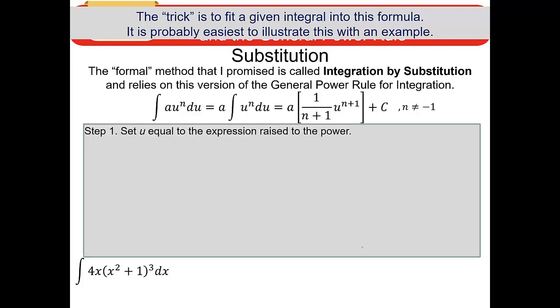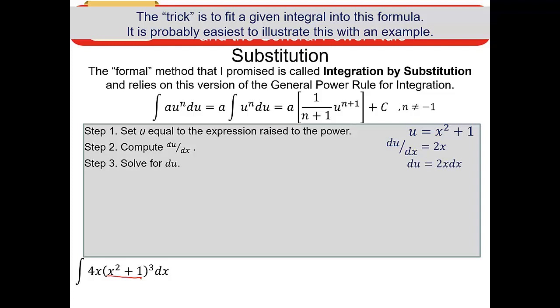I'm sort of going to list a series of steps that you would go through as you do this substitution process. The first thing you want to do is figure out what u is. And in this case, u is going to be the expression that's raised to the power. That's going to be the x squared plus 1. Right there. Then you've got to compute the derivative of u with respect to x. du dx, and that's going to be 2x. And then you want to solve it for the differential u, so you're going to multiply both sides of that by dx, and you'll end up with du is equal to 2x dx.